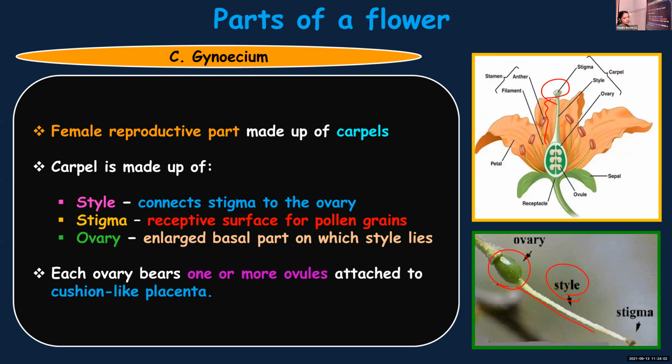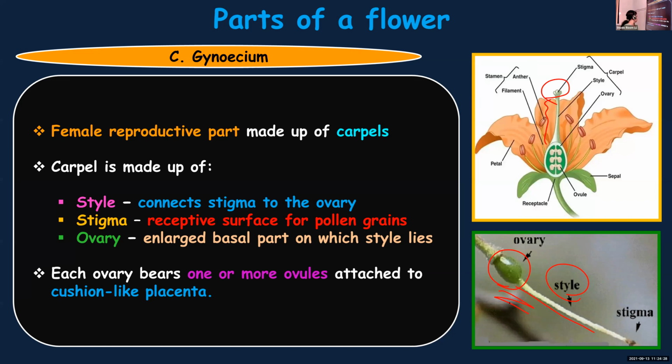It receives pollen grains. It is a receptive surface for pollen grains, and pollen grains are germinating on the stigma to form a pollen tube. And style leads into an enlarged basal portion on which style lies. In that way also you can say, because it is attached to the ovary, that we can see the style.